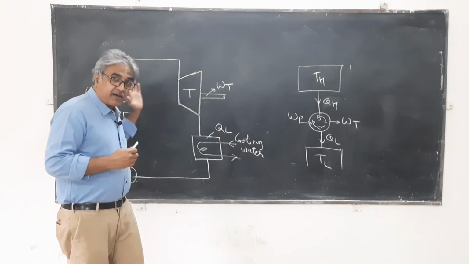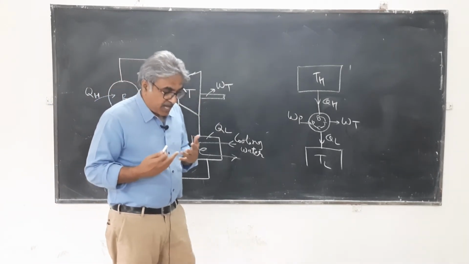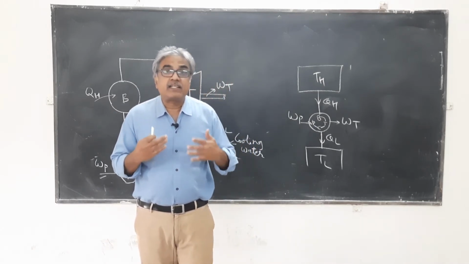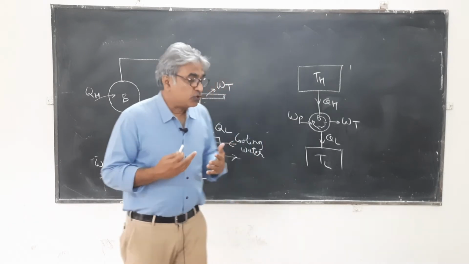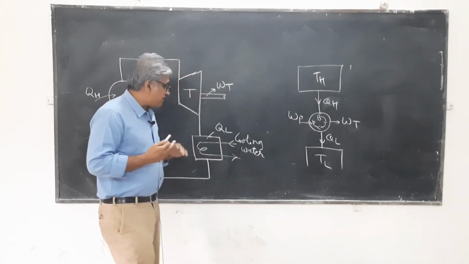In the turbine, the process assumed in an ideal cycle is reversible and adiabatic. So, reversible adiabatic expansion is what takes place in the turbine.